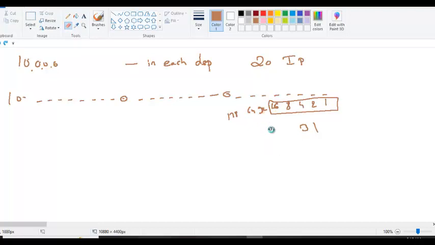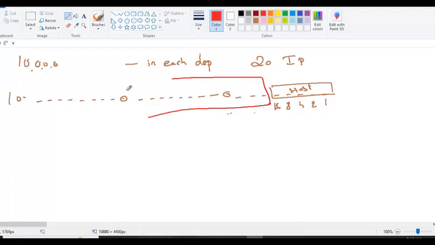So these bits are host. If you have this many bits, that is more than enough for you. I'm going to give from here for subnetting. See, in which octet are we giving? In the 4th octet we are giving. From the last octet we are giving.